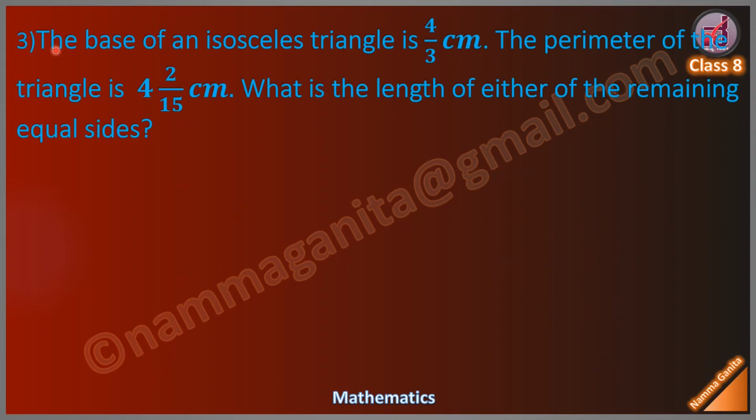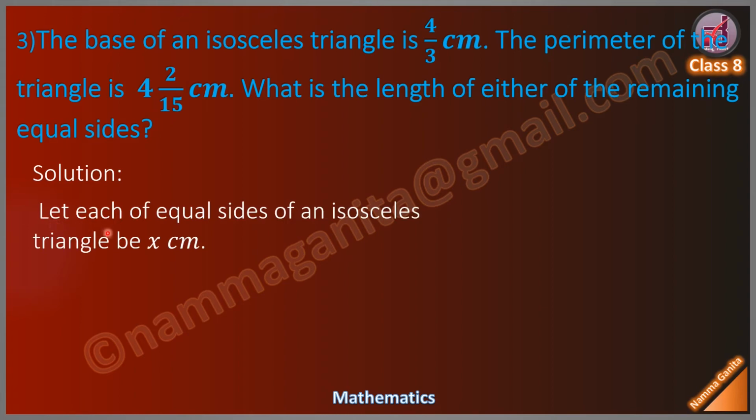Let us consider third question. The base of an isosceles triangle is 4 by 3 centimeter. The perimeter of the triangle is 4 2 by 15 centimeter. What is the length of either of the remaining equal sides? Isosceles triangle is a triangle with two equal sides.